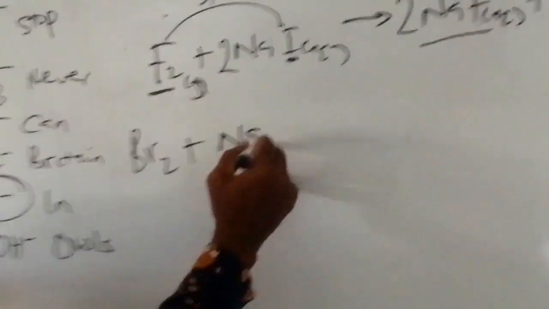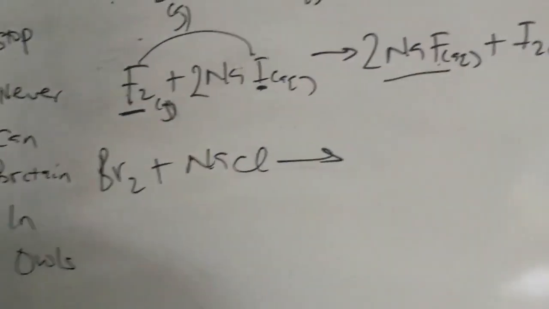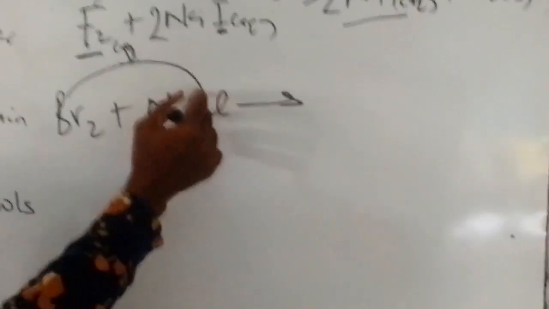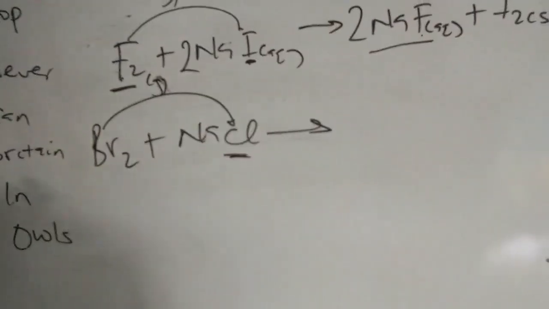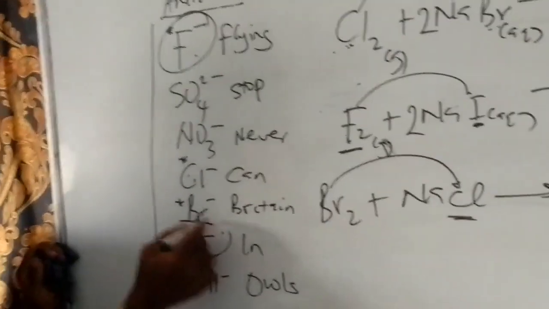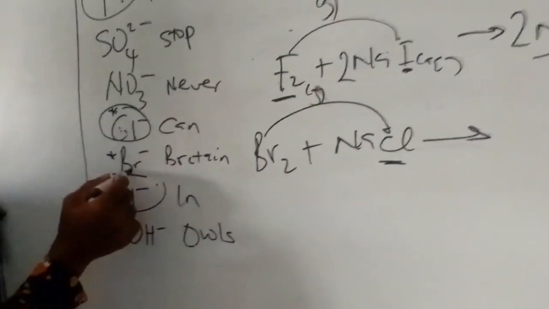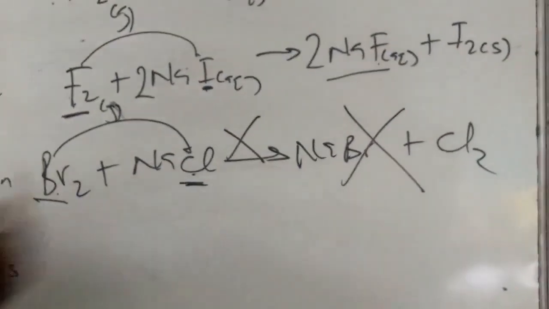So what if you look at this reaction, bromine plus sodium chloride? Can this reaction take place? Is it feasible, or is it spontaneous in chemistry? In chemistry, when a reaction is spontaneous or feasible, it means that the reaction can take place. This reaction can't take place. Why? Bromine cannot displace chlorine. Look at bromine's position, down there, and look at chlorine. Bromine is lower than chlorine, or bromine is less electronegative than chlorine. So this kind of product is not possible, because bromine cannot displace chlorine.